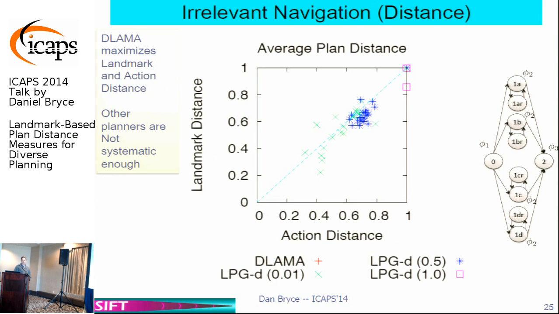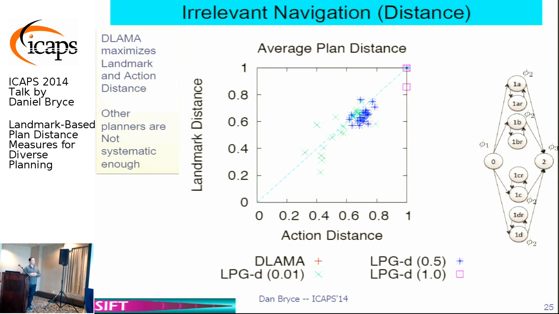So the first one was the irrelevant navigation. This problem scales by repeating this structure you see on the graph on the right n times. So if this is a 2-step solution, for n, you have a 2n step solution. So what we see here in the top right corner is the performance of DLAMA, and then I have the others shown here as well.